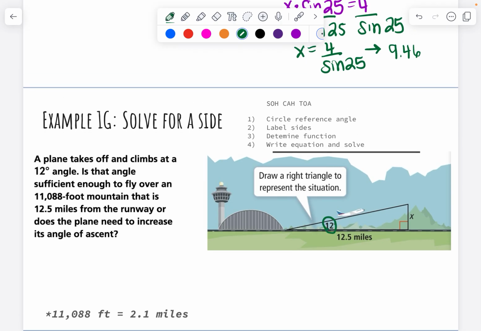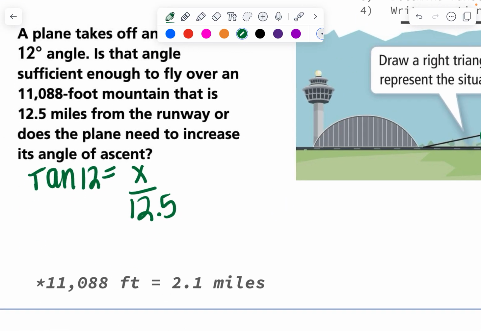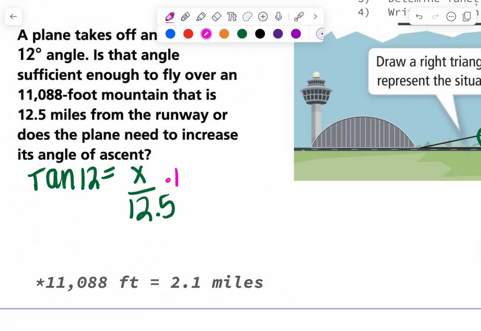Our reference angle is 12. That's our hypotenuse. Opposite is x. Adjacent is 12.5. So we're using opposite and adjacent, which means we're using tangent. So tangent of 12 equals opposite, which is x, over adjacent, which is 12.5. So solving this one, we just need to multiply both sides by 12.5. So 12.5 times tangent of 12 equals x.